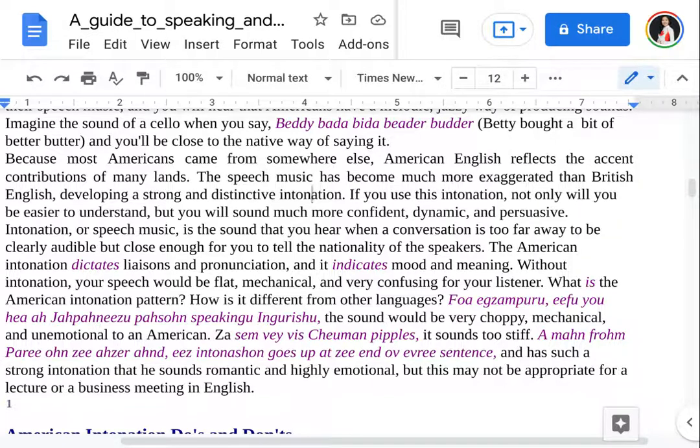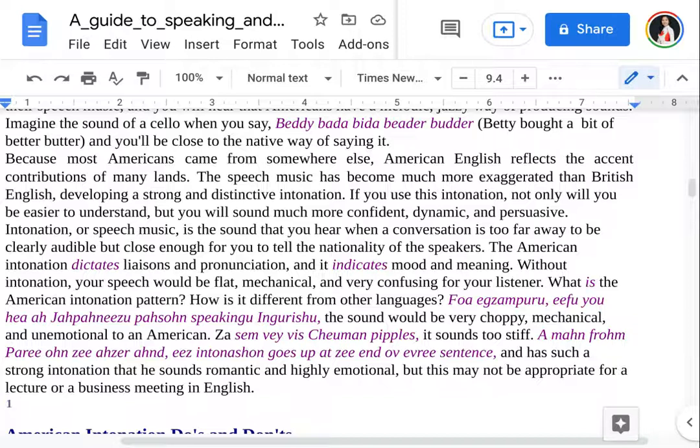Intonation, or speech music, is the sound that you hear when a conversation is too far away to be clearly audible, but close enough for you to tell the nationality of the speakers. The American intonation dictates liaisons and pronunciation, and it indicates mood and meaning. Without intonation, your speech would be flat, mechanical, and very confusing for your listener.